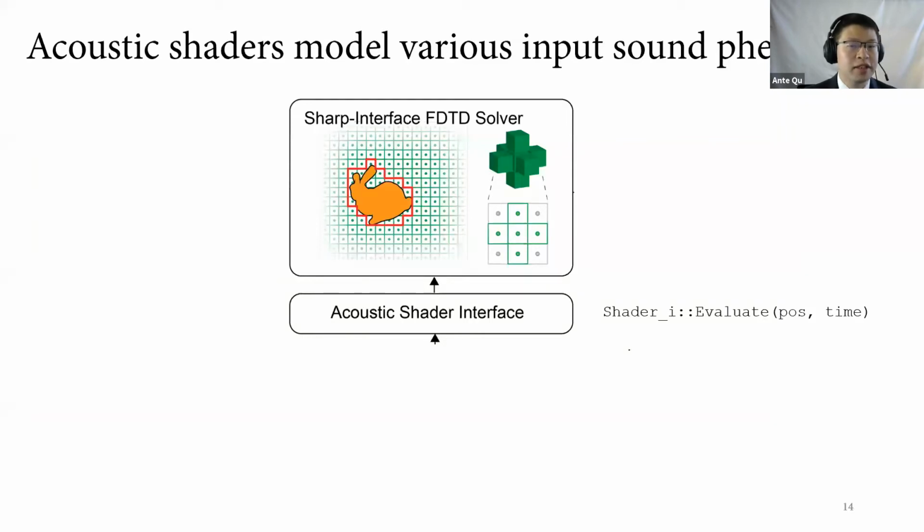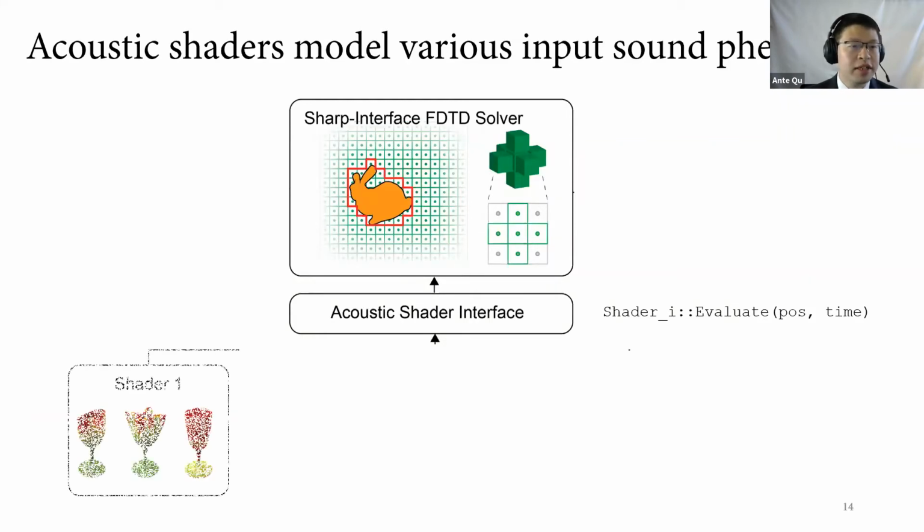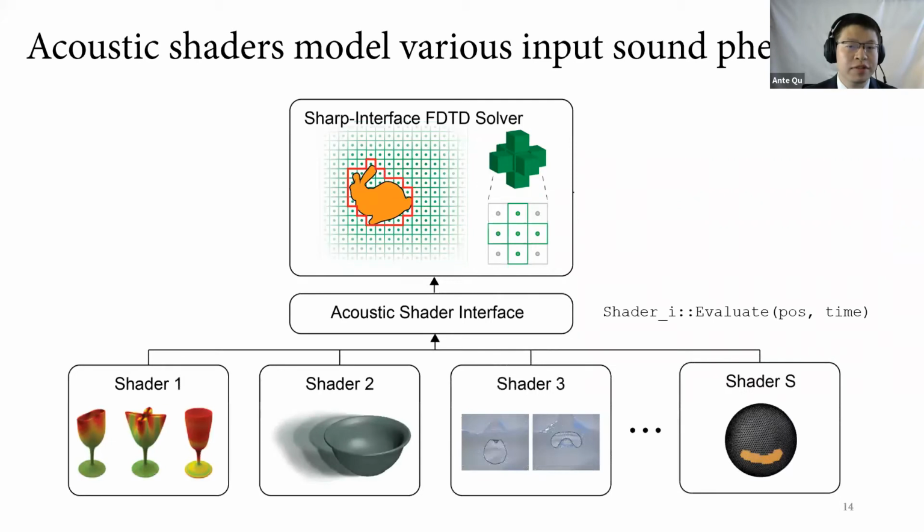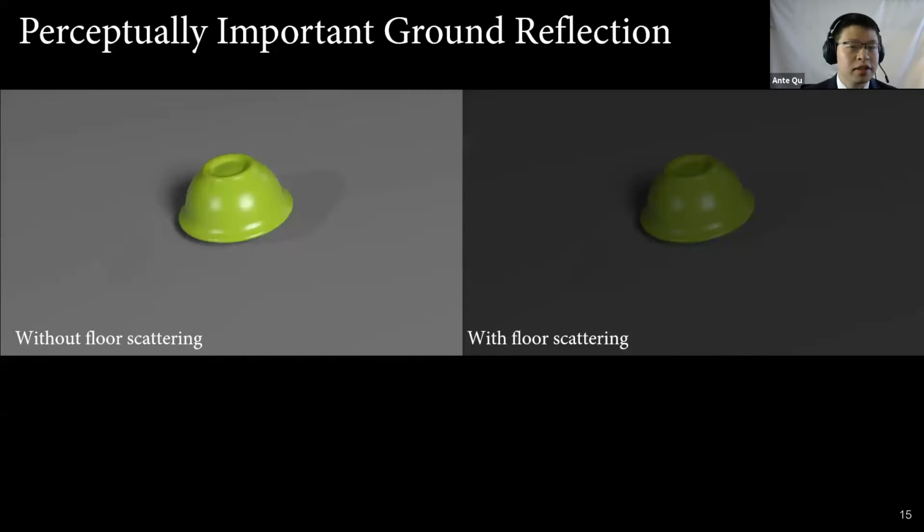This abstraction lets the solver evaluate many sound phenomena using the same interface. We added a shader for rigid body modal sound, acceleration noise, fluid sound, thin shell sound, and more. Here's an example using rigid body shaders.